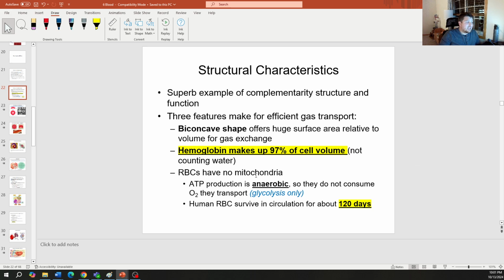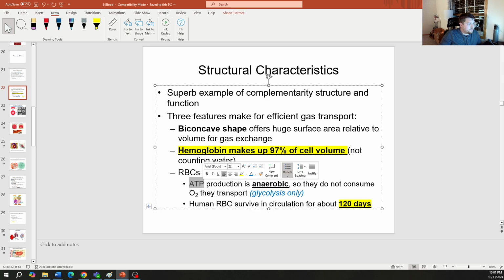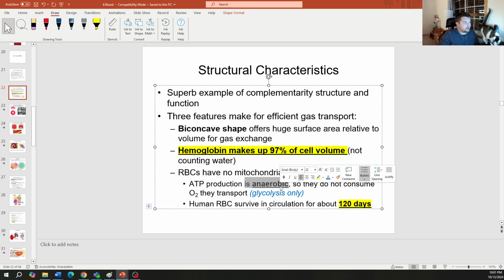They don't have any mitochondria. So all of their energy production, that ATP production, is anaerobic. Anaerobic meaning that they do not use oxygen. I don't think we've quite reached that point in biochemistry, but that means that they're only doing glycolysis.